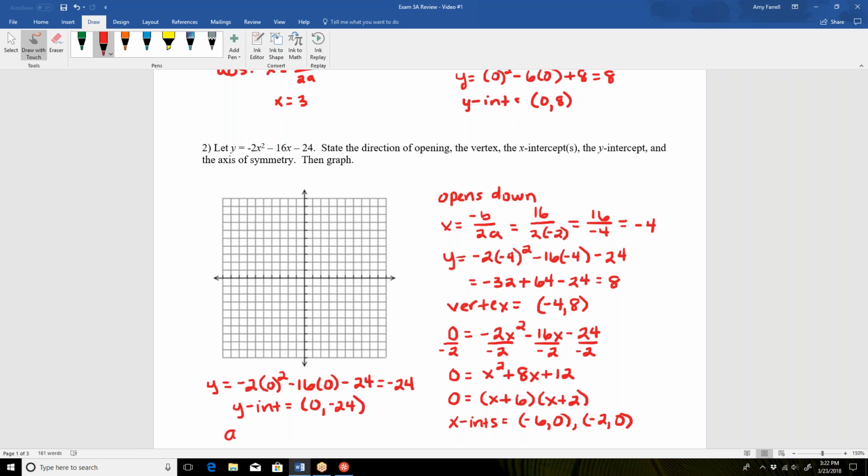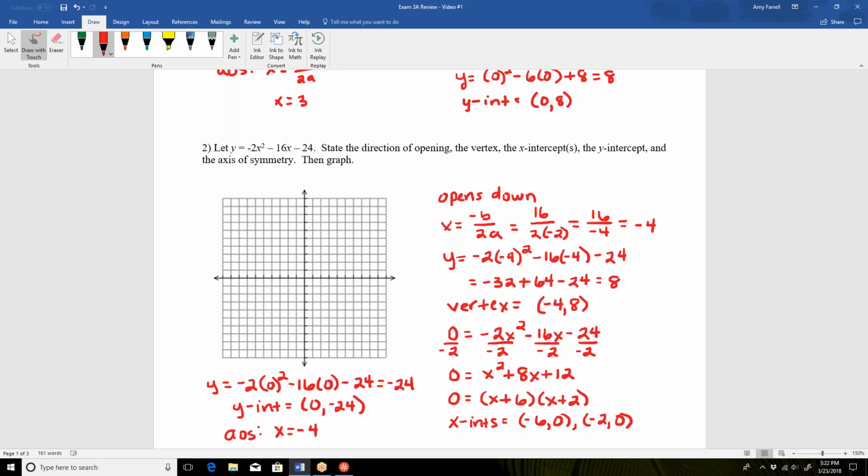And then my axis of symmetry is just x equals whatever the x-coordinate of the vertex is, because it is a vertical line that runs straight through the vertex. So x equals -4. Now when I go to graph this, I'm going to plot my vertex, -4, 8. My y-intercept is way down here.